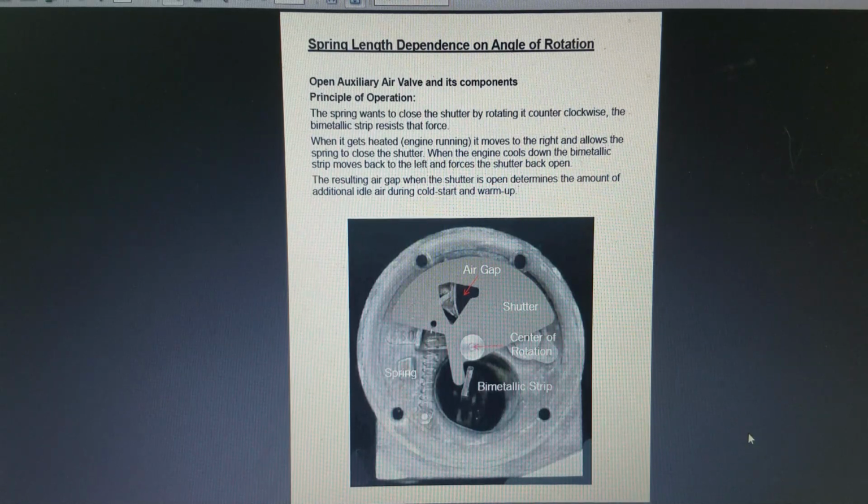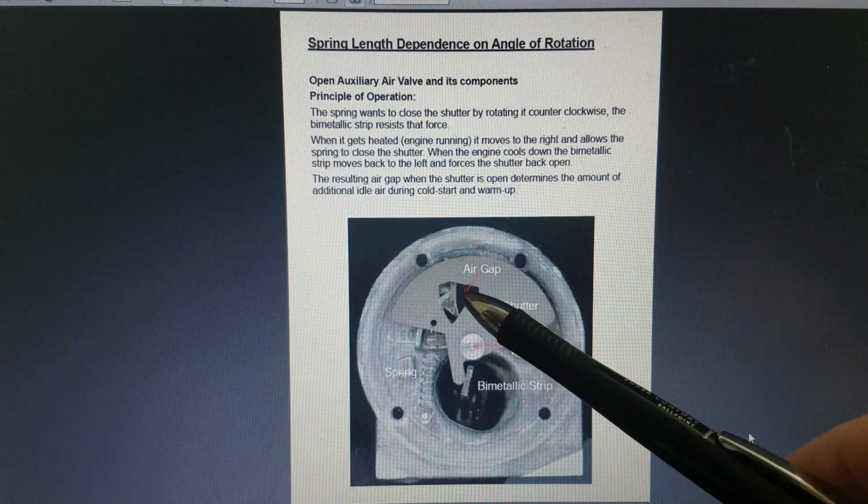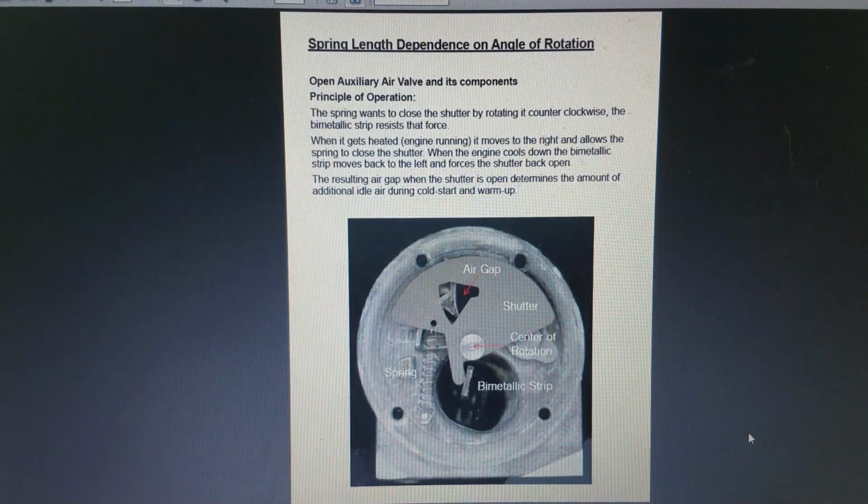So just as a short recap, once again, the way this auxiliary air valve works is by opening and closing an air gap that gives the engine additional idle air, and the bigger the gap, the bigger the airflow, and the idle RPM will increase.